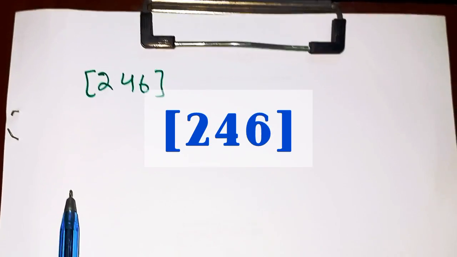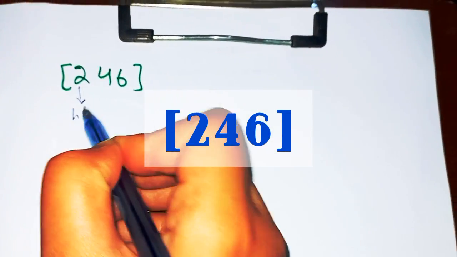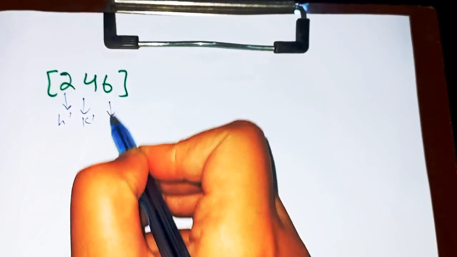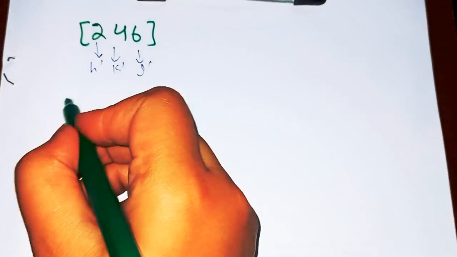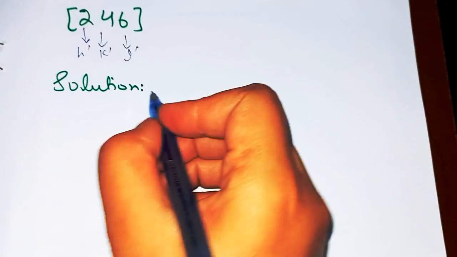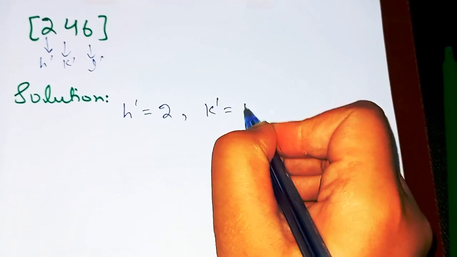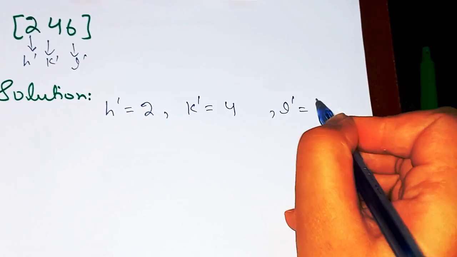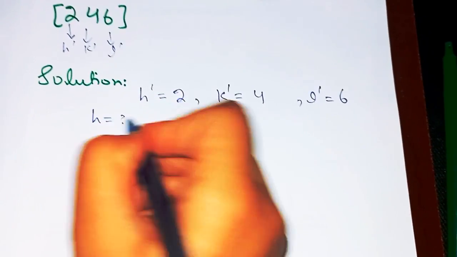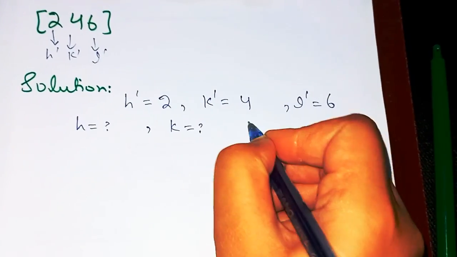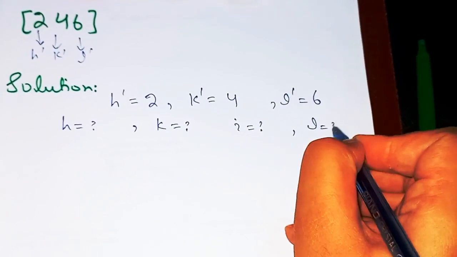Okay, this is the next set. We have H prime, second is K prime, third is L prime, and let's do the solution. And here we have H prime equal to 2, K prime equal to 4, and L prime equal to 6. We need to calculate H, K, I, L.